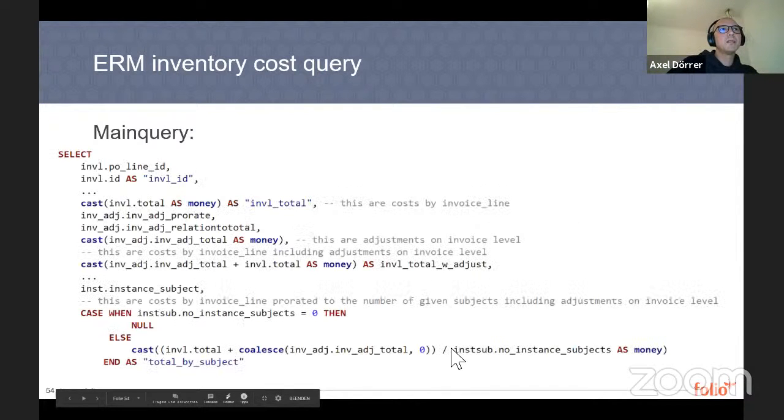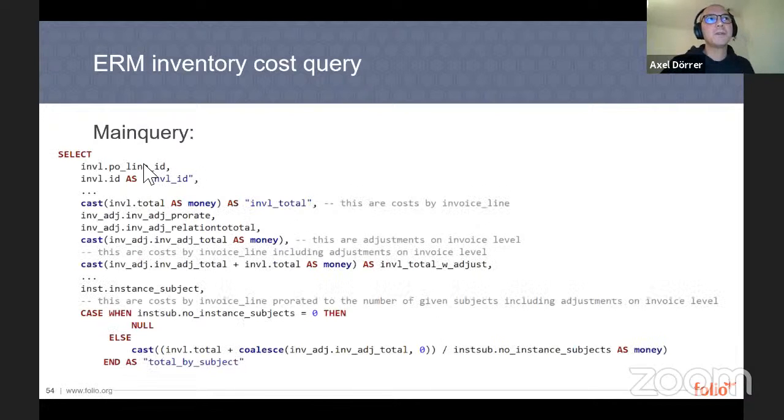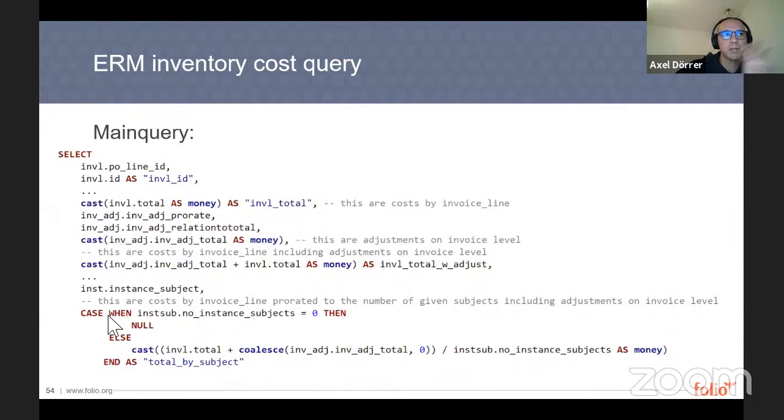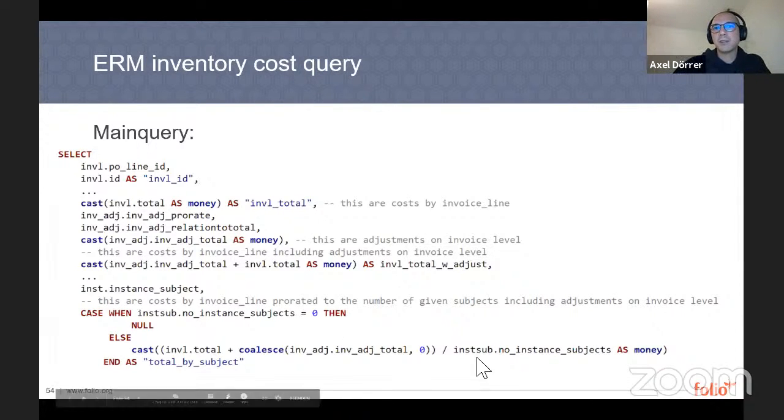So I want to jump into the main query now. As you can see, I was bringing up here the instance subject, and here I'm doing the calculation on that. To avoid a division by 0, I have brought in this case when clause to make sure that if the divisor is 0, this query won't crash. So it just returns null if there's a 0 in the divisor.